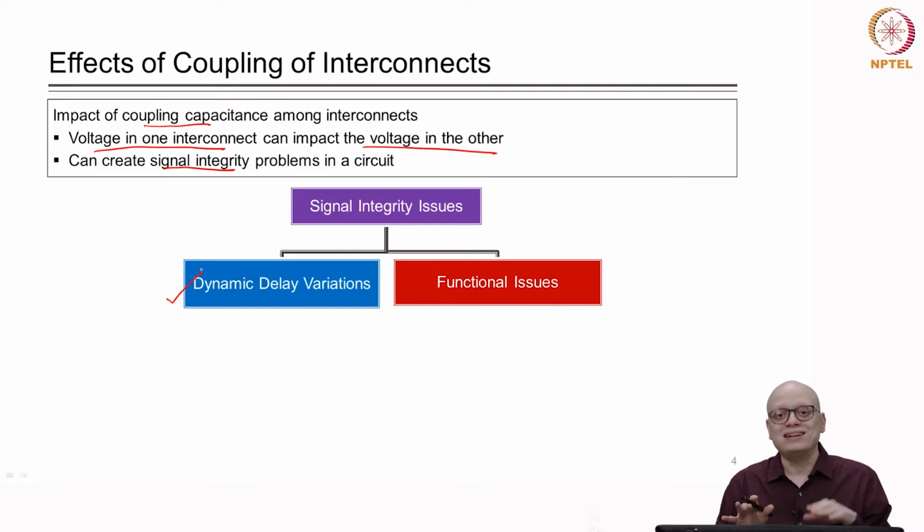Ideally, that should not happen. The delay of one interconnect should not depend on what is happening in the other interconnects, but because of coupling and signal integrity issues, the delay associated with one interconnect becomes a function of what is happening in the other interconnect. Also, sometimes the activity on the neighboring lines can create functional issues in our circuit. We will be discussing these two manifestations of signal integrity issues in subsequent slides.